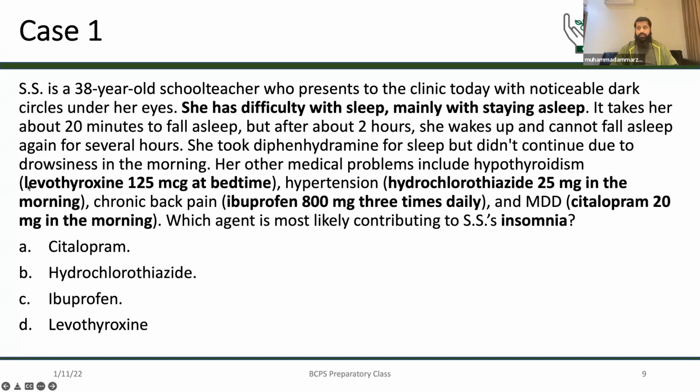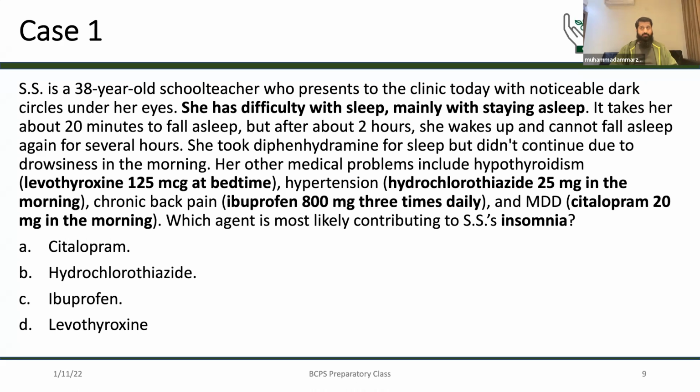She has hypertension. She is taking medications for hypertension as well. She has chronic back pain. She is taking ibuprofen for that. She has major depressive disorder. She is taking citalopram for that. Which agent is most likely contributing to insomnia?